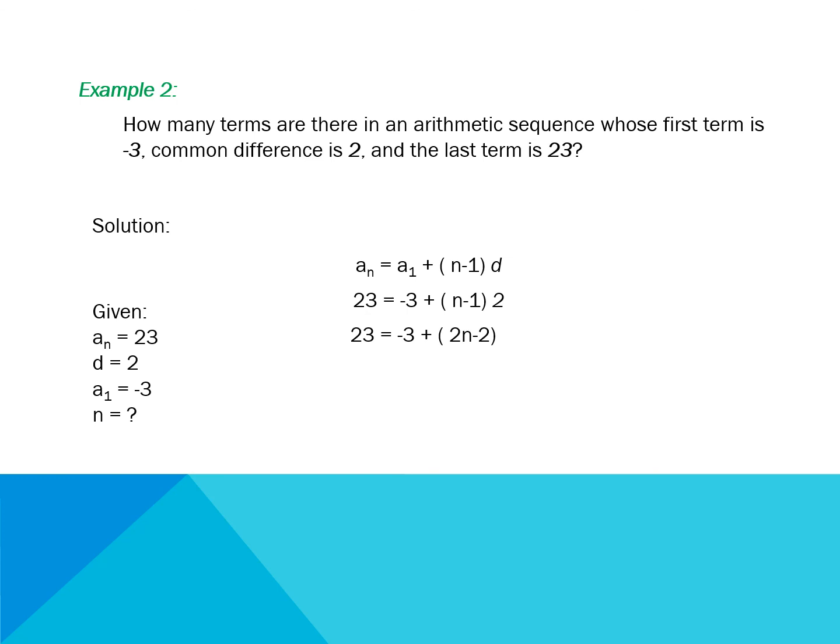On the left side, you have your 23. Then solve further. By transposition, we have 23 plus 3 plus 2 equals 2n. Add them together: 23 plus 3 plus 2, you will have 28 equals 2n. Then divide both sides by 2 to get an answer equal to 14. Therefore, we have 14 terms in that sequence. Very good.